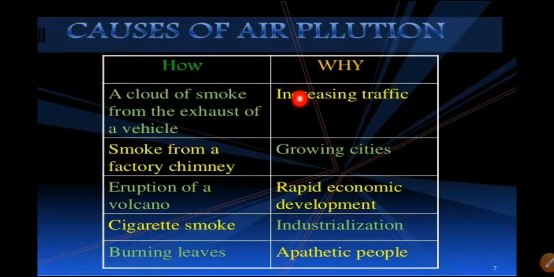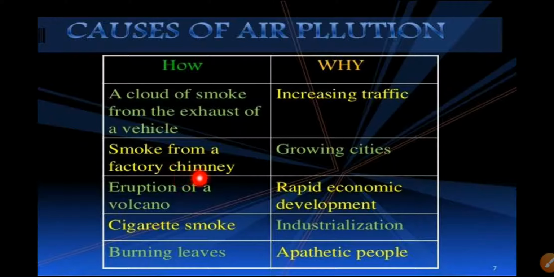Now, causes of air pollution. How air pollution is caused and why it is caused. Both columns are shown here. First we will learn how air pollution is caused. The cloud of smoke from the exhaust of vehicles: all types of vehicles run on the road and release black smoke. That smoke from the exhaust of vehicles is also responsible for air pollution. So in short, vehicles are responsible for air pollution.